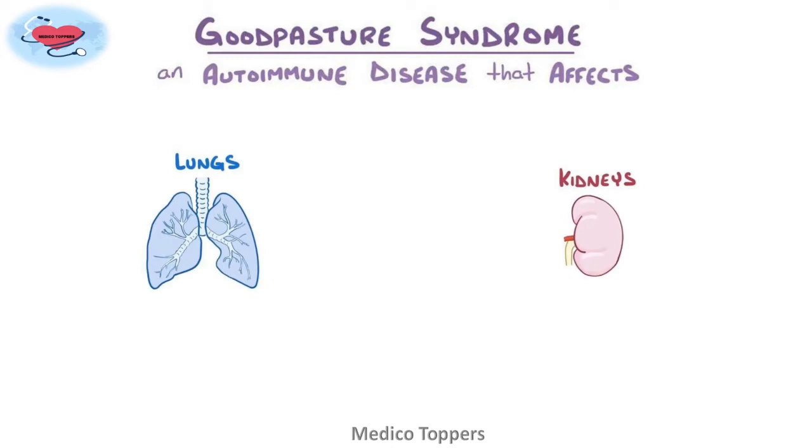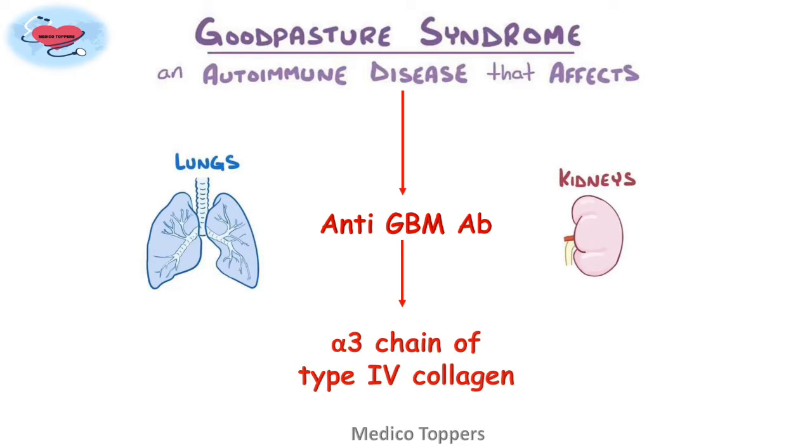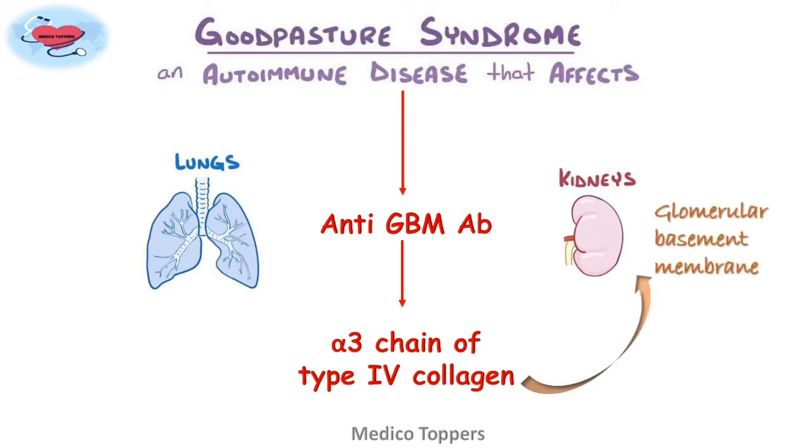Why only lungs and kidneys get affected? Because of autoimmunity, our body produces anti-GBM antibodies, which means anti-glomerular basement membrane antibodies. These antibodies mainly target type 4 collagen, especially the non-collagenous domain of the alpha 3 chain of type 4 collagen. And these collagens are mainly present in our lungs and kidneys, so our lungs and kidneys get affected. So, their main target is pulmonary capillaries and the glomerular basement membrane.